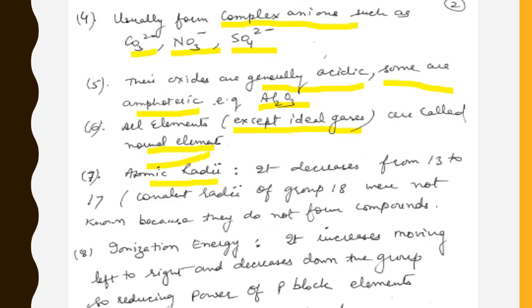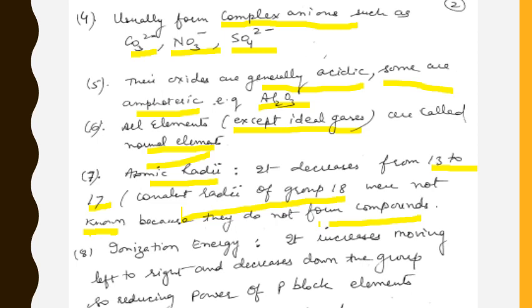Now we move towards another property, that is atomic radii. If we see groups 13 to 17, except the noble gas group 18, because the radii of group 18 are not known yet. It's because they do not form compounds, because they are inert. That's the main thing here. So the radii of group 18 cannot be known to us.